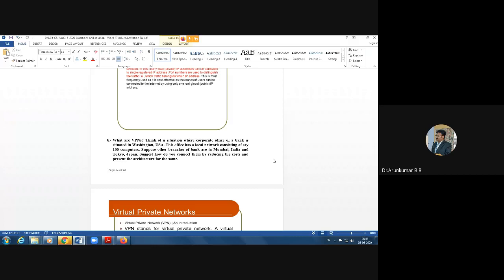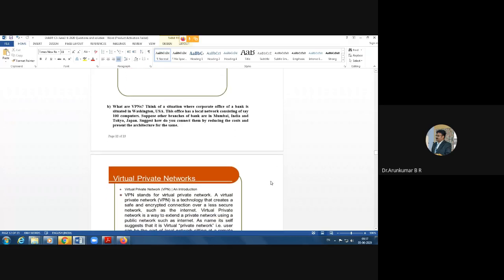Think of a situation where the corporate office of a bank is situated in Washington, USA. This office has a local network consisting of, say, 100 computers. Suppose other branches of the bank are in Mumbai, India, and Tokyo, Japan. Suggest how you would connect them while reducing costs, and present the architecture for the same.